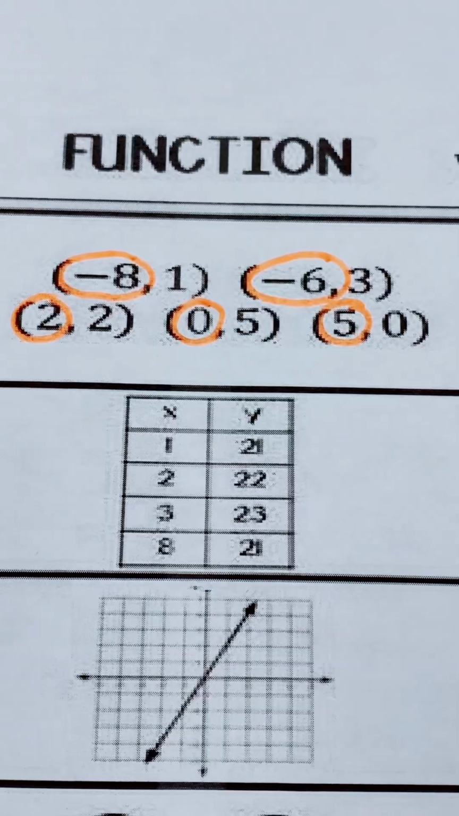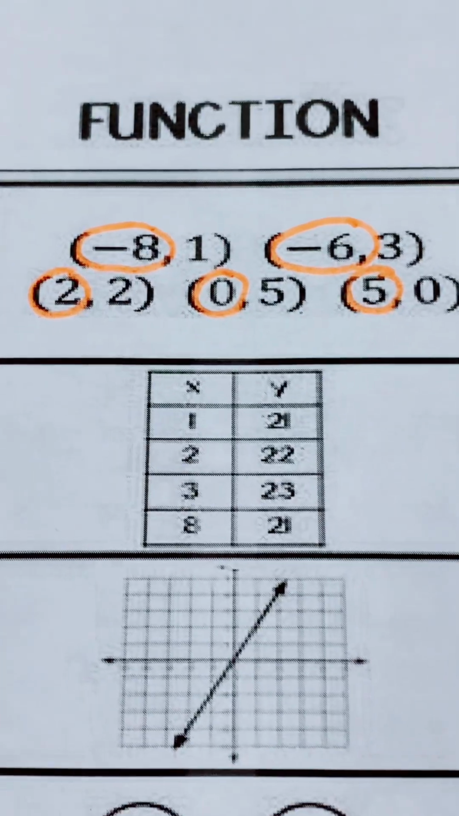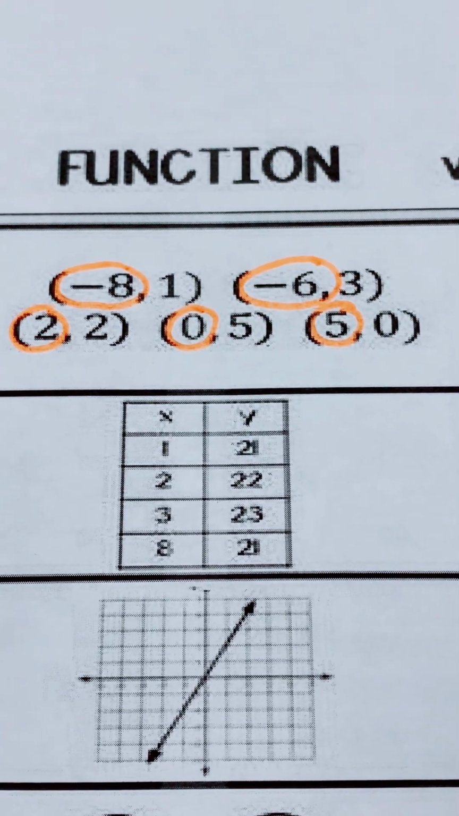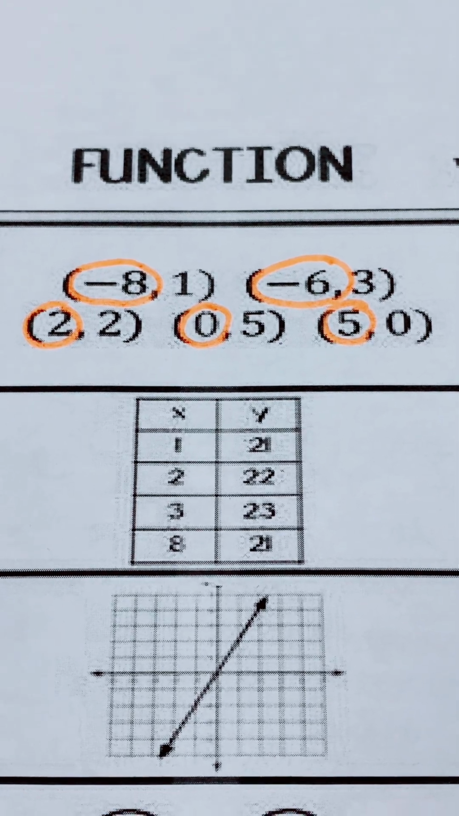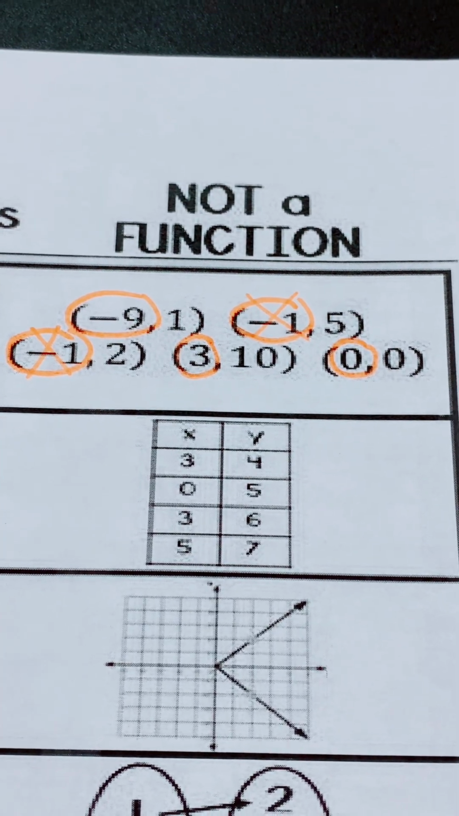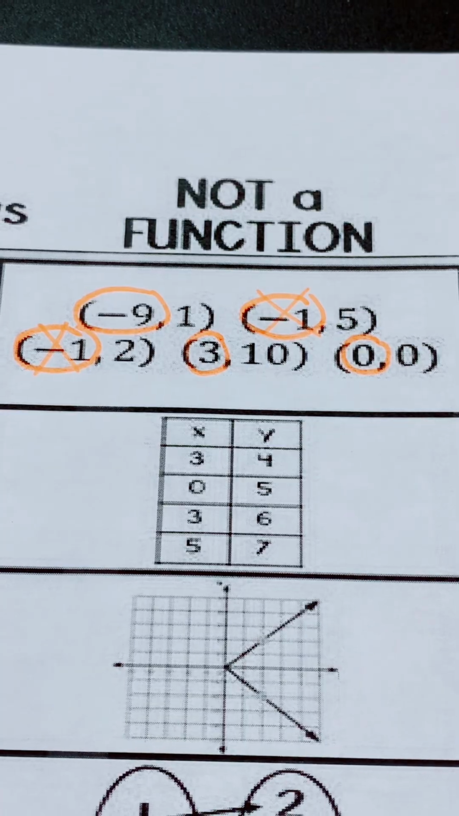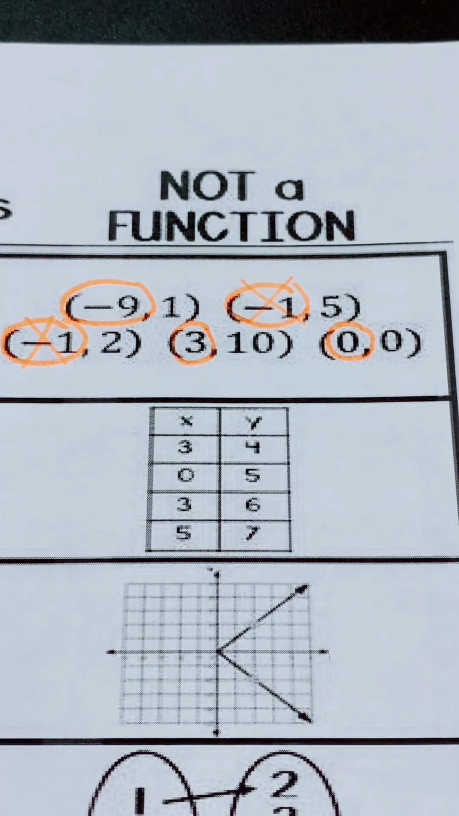Let's look at what this means for ordered pairs. If you look at these ordered pairs, every x value that I circled is different. There is nothing repeating. That means that is a function. If you look in this example, looking at the x values, you can see -1 was repeated. That means this is not a function.